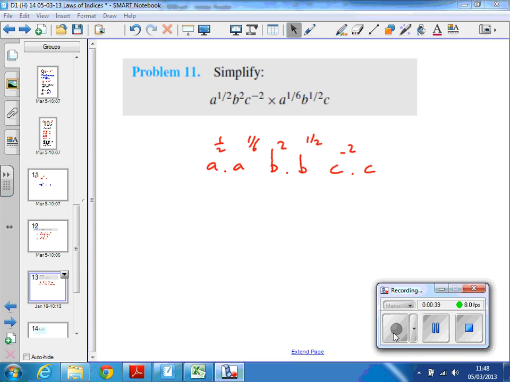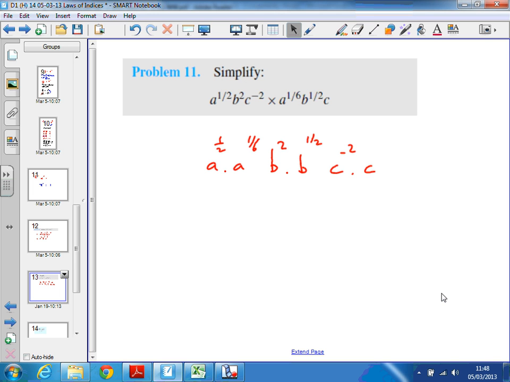So we get to here, add fractions, a half plus a sixth, 4/6, right, because a half is 3/6 plus another 6 is 4/6. 4/6 can be reduced to 2/3, so this becomes a to the 2/3.